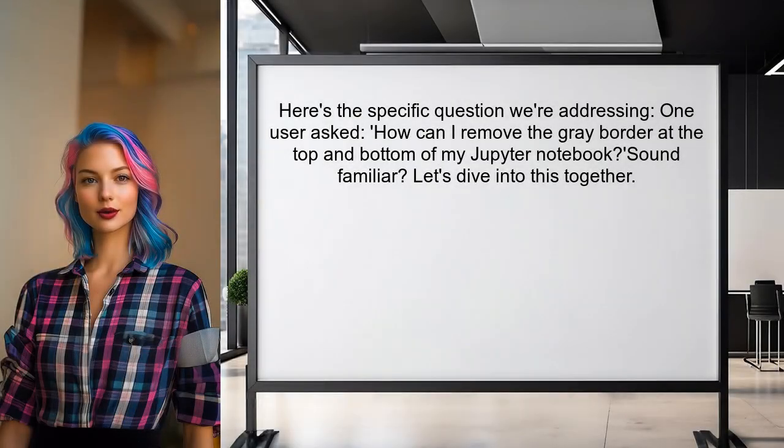Here's the specific question we're addressing. One user asked how to remove the gray border at the top and bottom of their Jupyter notebook after successfully eliminating the left and right borders. Sound familiar? Let's dive into this together.